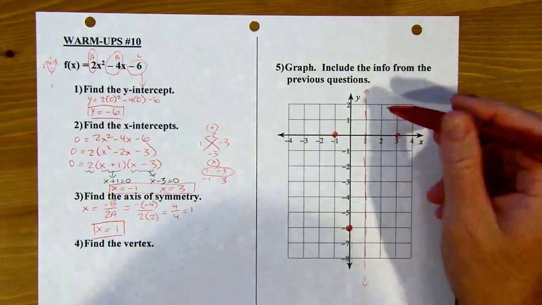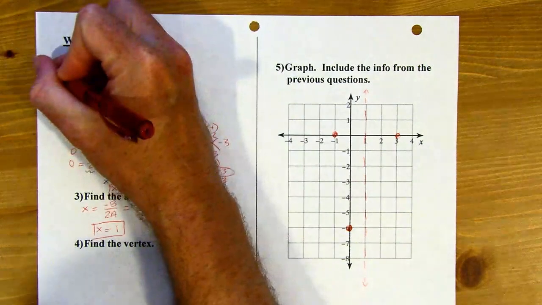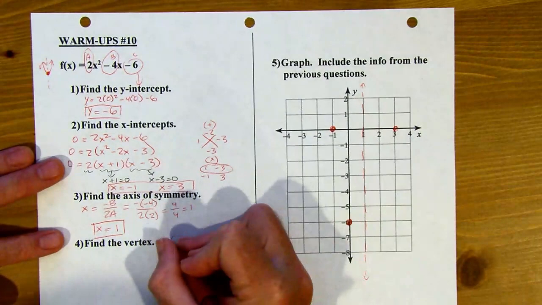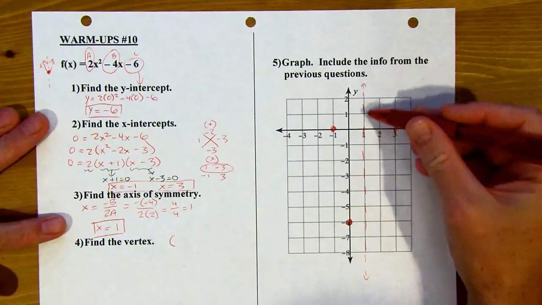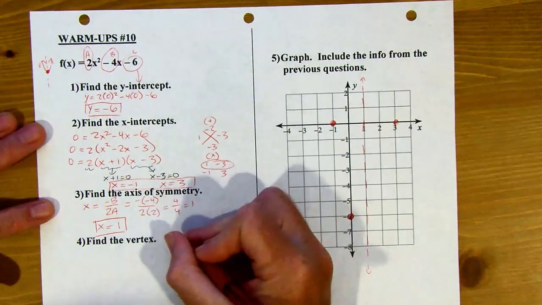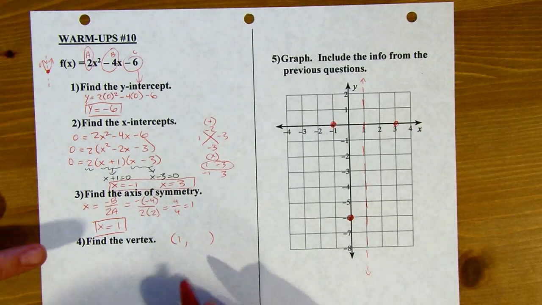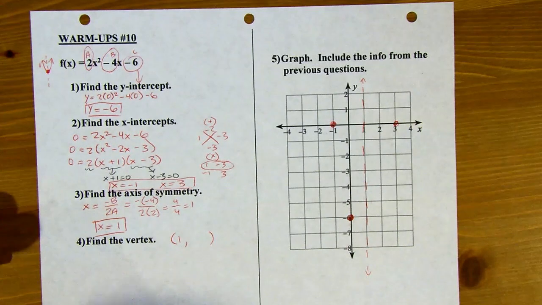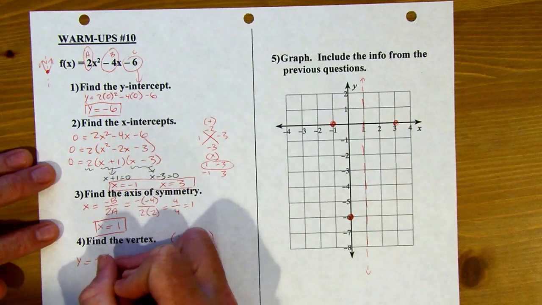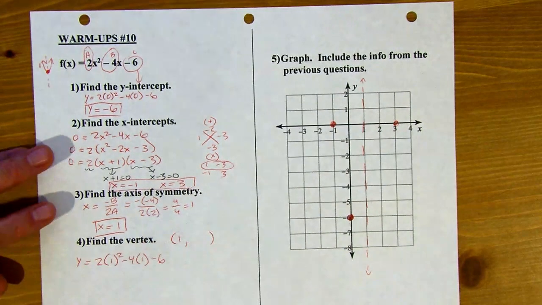Now the axis of symmetry is the middle of the parabola, and that means that the vertex is going to be on the axis of symmetry. So when I'm looking for the vertex, it's going to be an ordered pair. I already know the x coordinate has to be 1 because x has to equal 1 if it's going to be on this line. So it's going to be 1, something. My next task is to find the y that goes with that. I can go back to the original equation and plug in 1 for x to find the y that works with it.